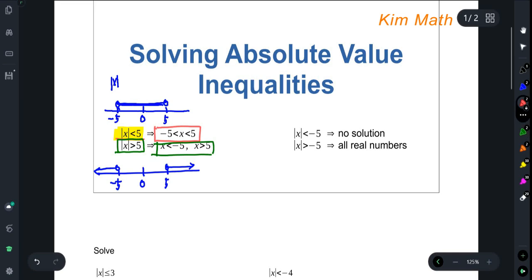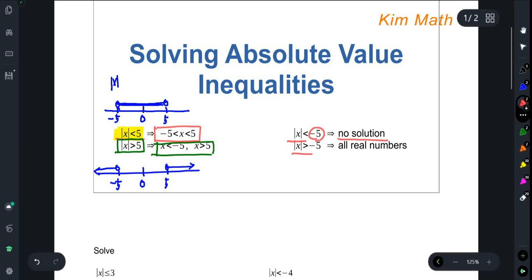But think carefully, absolute value of x is less than negative 5. Think, is this possible? Absolute value of something is less than negative 5. Please note that this inequality has no solution.